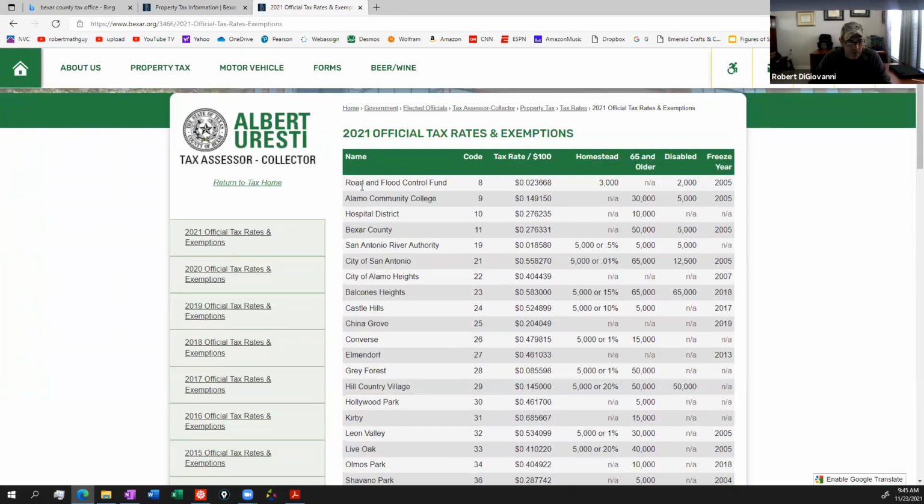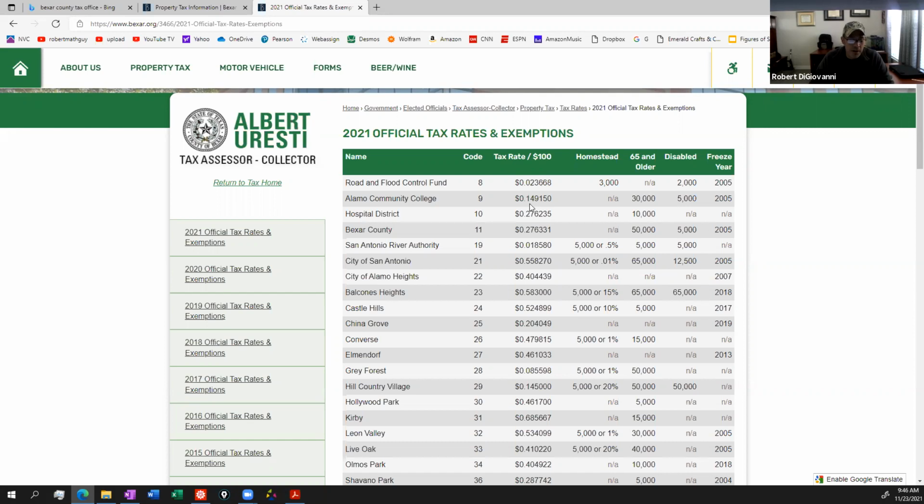So for road, this is the thing that your taxes for your house are paying for. Road, okay, this is for every $100 in value of your home. You have to pay 2 cents per $100 for road and flood control. Look at this, 15 cents for every $100 in value of your home.